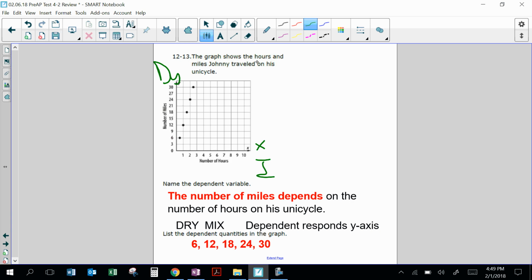The graph shows the hours and miles Johnny traveled on his unicycle. The number of miles depends on the number of hours he's on his unicycle. Does that make sense to you? That is why this is the dependent. So name the dependent variable. Number of miles. List the dependent quantities. A lot of kids choose to say, oh, it's 0, 3, 6, 9, 12, 15. No. According to the points, the dependent quantities are only 6, 12, 18, 24, and 30.